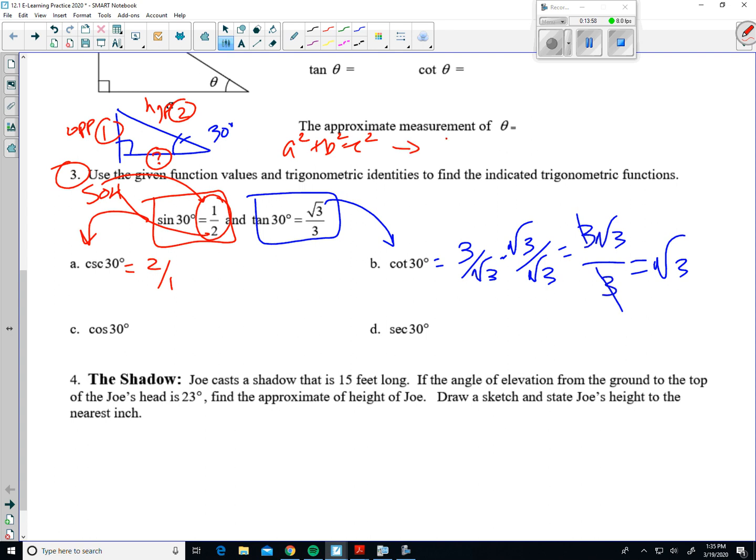I'll call my value 1, so that's 1 squared. I'm looking for the base of that triangle, so that's b squared. And of course, you have the hypotenuse, which would be 2 squared. So by doing that math, we get 1 plus b squared equals 4, which means b squared is equal to 3. Subtract 1 from each side, and now b is root 3.